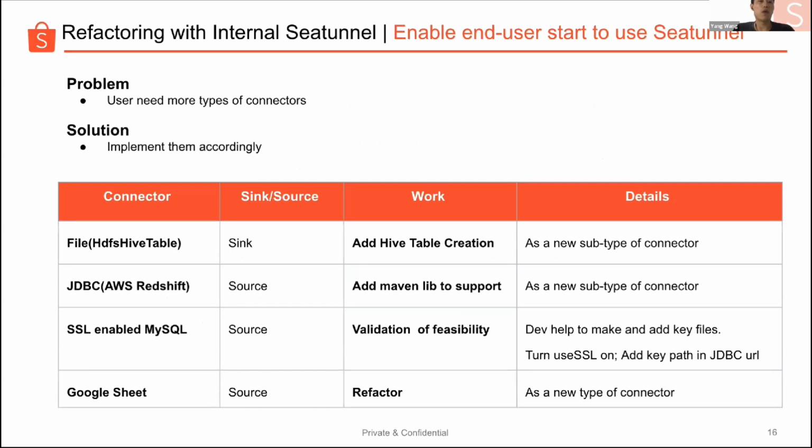As more and more of our end users come in, more and more requests come in. I listed some of them in the table below. The first one, as I mentioned above, is the Hive table auto creation Spark sync. The second one is a source which can fetch data from AWS Redshift. It's a cloud relational database, but some settings are slightly different. So we made it a new subtype of connector.